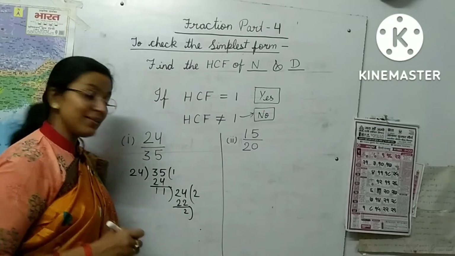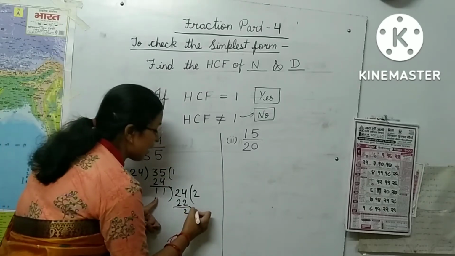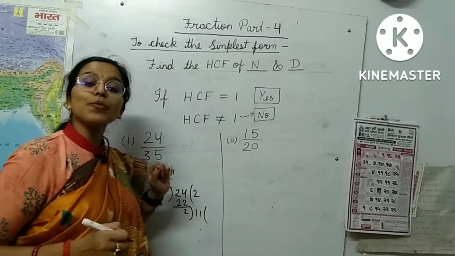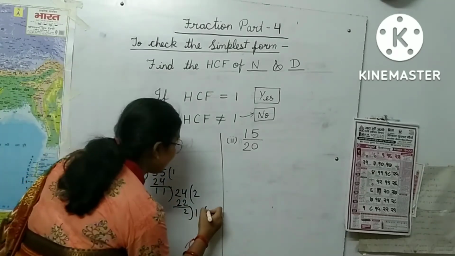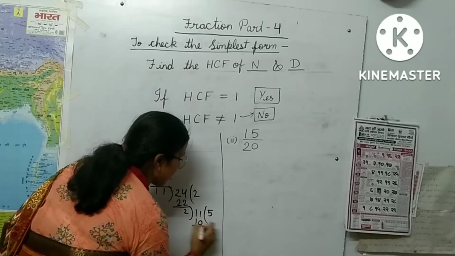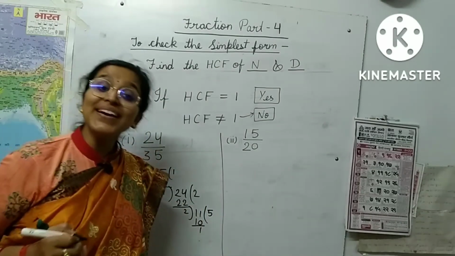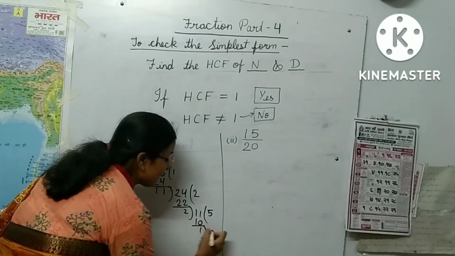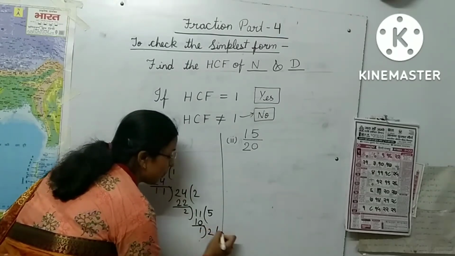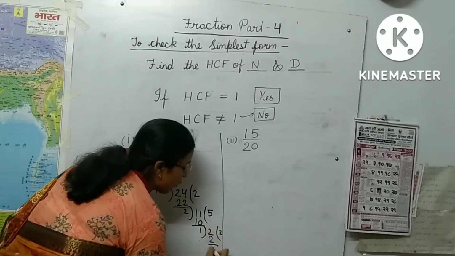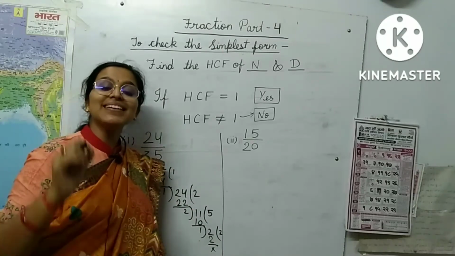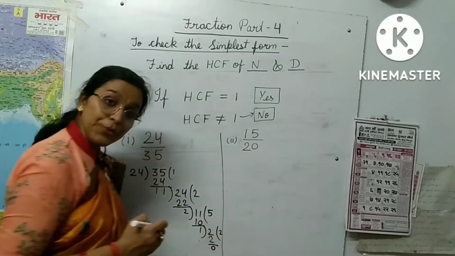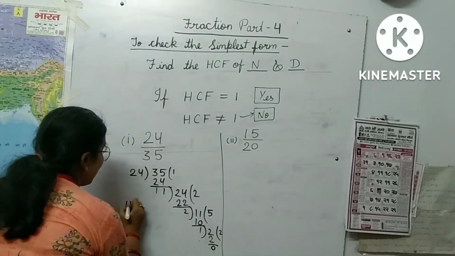2 will be our divisor and the old divisor, 11, will become our new dividend. Read the table of 2, that should not be more than 11. 2 fives are 10. Now the remainder is 1. Still it is not 0, so you have to do it again. Take the old divisor as your new dividend. 1 twos are 2, and now finally we have got the remainder 0. Either you cross it or you can write 0 here.